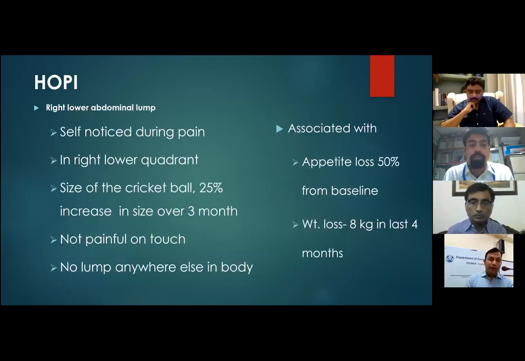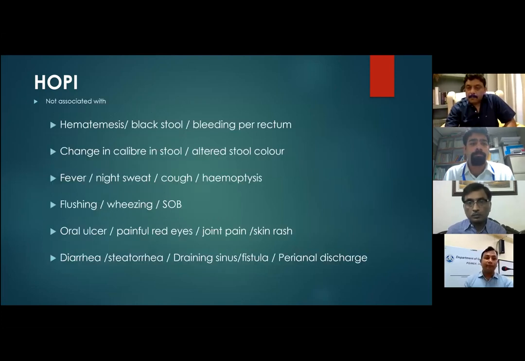His second complaint was a self-noticed abdominal lump while he touched his abdomen due to pain. It was in the right lower quadrant. At the outset, it was the size of a cricket ball, but it increased in size over the last 3 months, around 25% increase, and was not painful to touch. There was no lump elsewhere in the body. Both of these symptoms are associated with loss of appetite, approximately 50% from baseline, and a weight loss of 8 kg in the last 4 months.